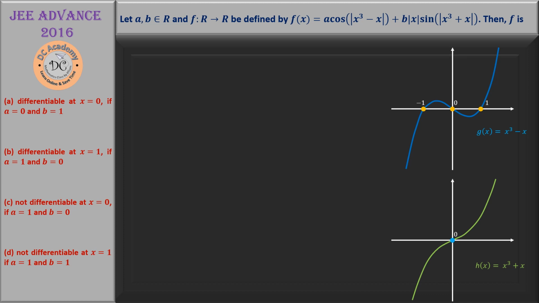First we take option A. So here A is 0, B is equal to 1. So therefore, if A is 0 and B is equal to 1, this cos of x cube minus x term will be deleted or omitted, right? So therefore, our given function will be equal to mod x times sine of x cube plus x.